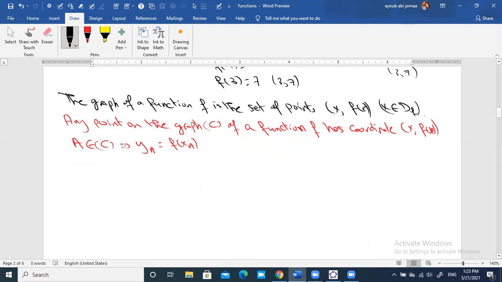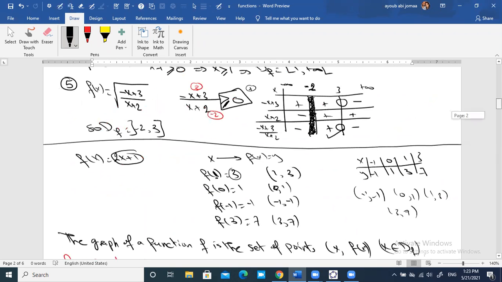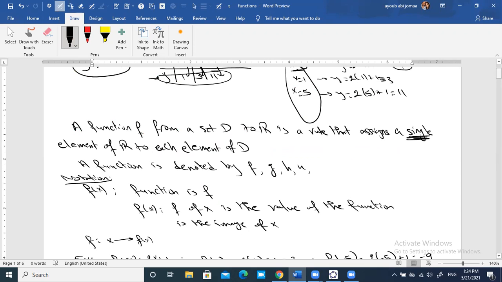طيب شغلة ثانية بعد remark صغيرة for the graph of the function. We said that when we define the function, each value of x has how many corresponding values? X is related to how many values? One value. A function f from a set D to R is a rule that assigns a single element of R to each element in D. هذا كل element in D في عنده one element بالرينج.